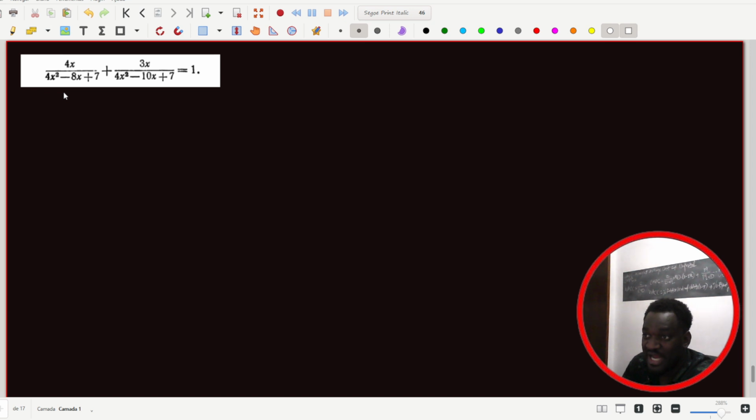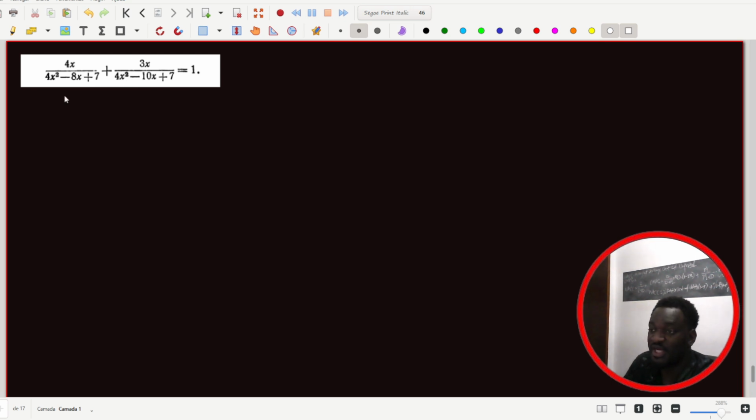But to do this, we have to assure first of all that x is not a root of this equation, otherwise we couldn't divide by 0, right? We can see this simply. If we replace x with 0 here, we're going to remain with 7 here, and we're going to remain with 7 here. So this means that we can divide by x, because x equals 0 is not a root of this equation.